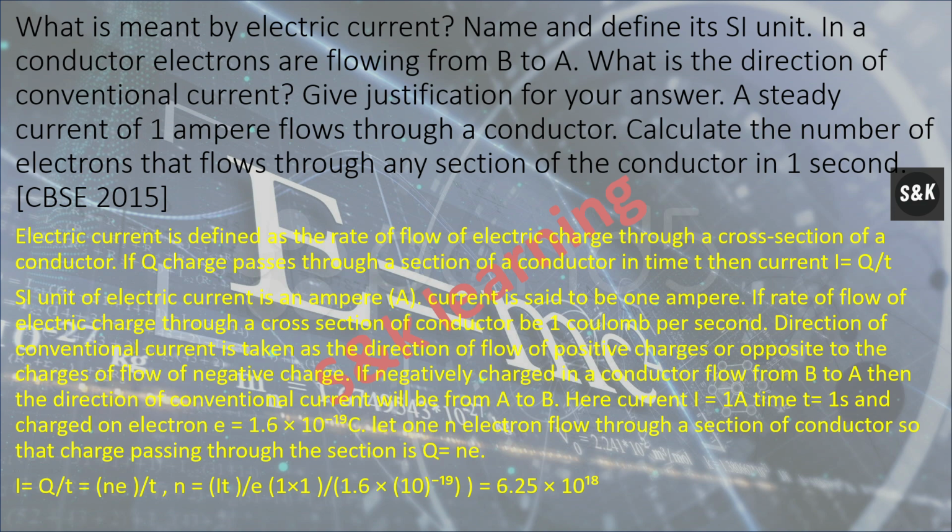Direction of conventional current is taken as the direction of flow of positive charge, or opposite to the flow of negative charge. If negatively charged particles in a conductor flow from B to A, then direction of conventional current will be from A to B. Here current I equals 1 ampere, time equals 1 s, and charge on electron e equals 1.6 into 10 power minus 19.